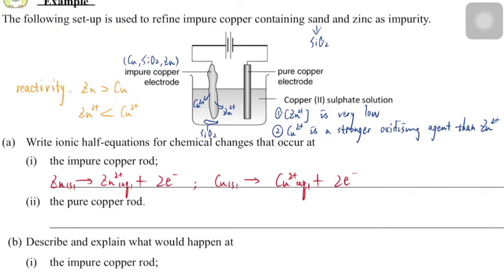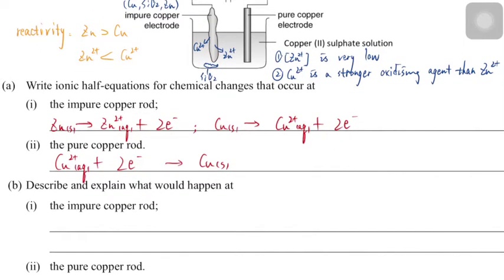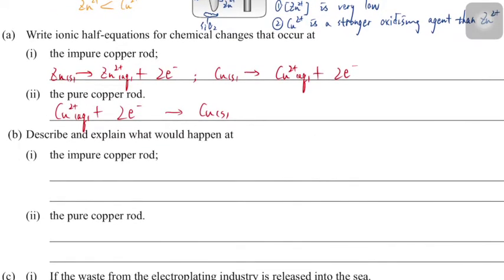Okay, so we can fill that in. For A2, it should be the copper 2 ion that gains electron to form copper. Okay, and then for part B, you need to describe and explain what will happen at the impure copper rod and the pure copper rod. So, according to the equation that we have written down, at the impure copper rod, we would find the size of the electrode would decrease.